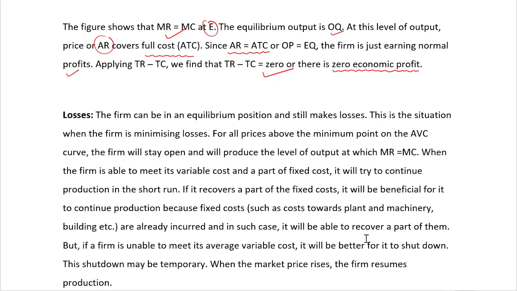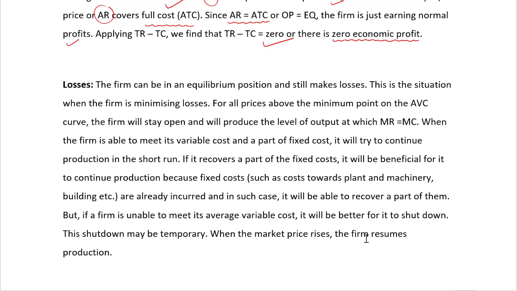Let us see a situation of losses in the short run equilibrium position. How can we find losses in a short run equilibrium position? Where average revenue is less than average cost. This is a situation of losses. The firm can be in equilibrium position and still make losses. This is a situation when the firm is minimizing the losses. For all prices above the minimum point of average variable cost, the firm will stay open and will produce the level of output at which marginal revenue equal to marginal cost.